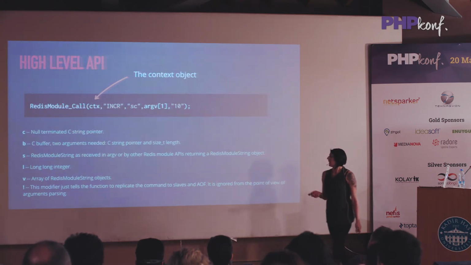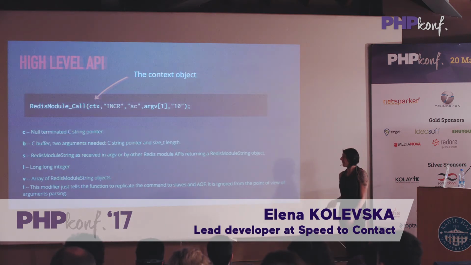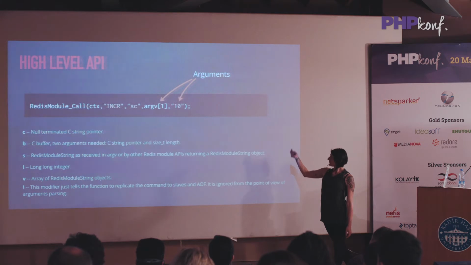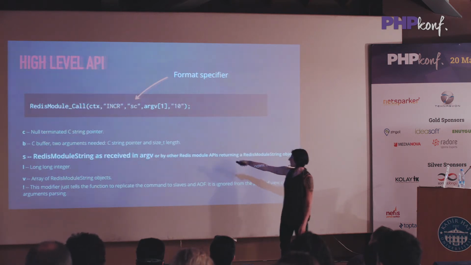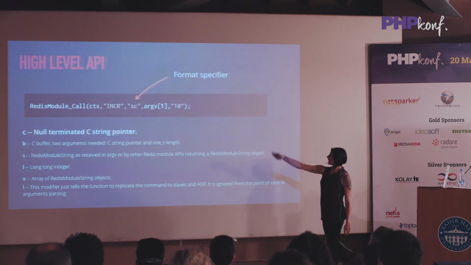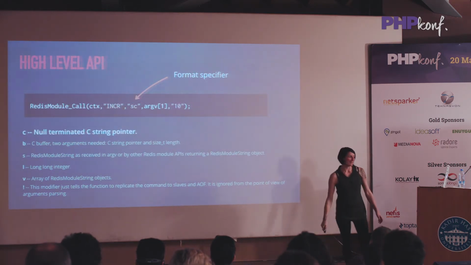It contains information about the client state and stuff like that. Then we pass the command, we pass the arguments, and we pass the format specifier. So in this, we're just specifying what is the type of these arguments. S means this, a Redis module string is received, and then the null-terminated C string pointer. OK.